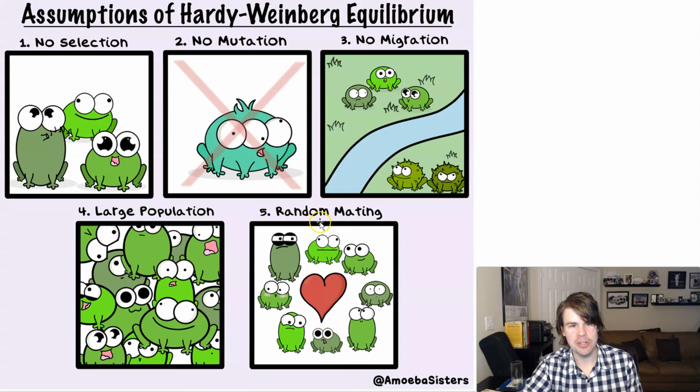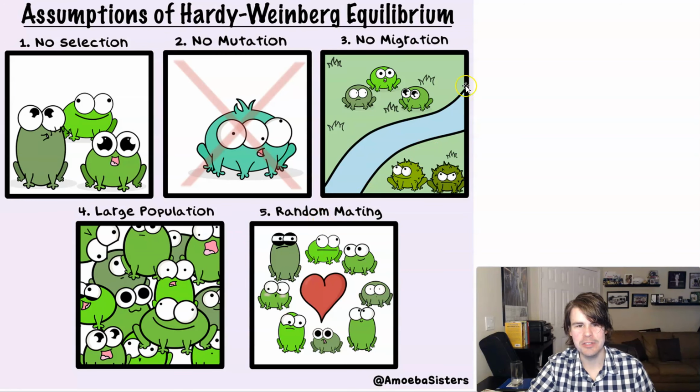The Amoeba Sisters have a great graphic, assumptions of Hardy-Weinberg equilibrium. You need to know these five assumptions. There's no selection, so no sexual selection. There's no mutation, no DNA changes. There's no migration, so no input of new alleles. It's a very large population, and there's complete random mating. There is no selection or any sort of advantage at all.